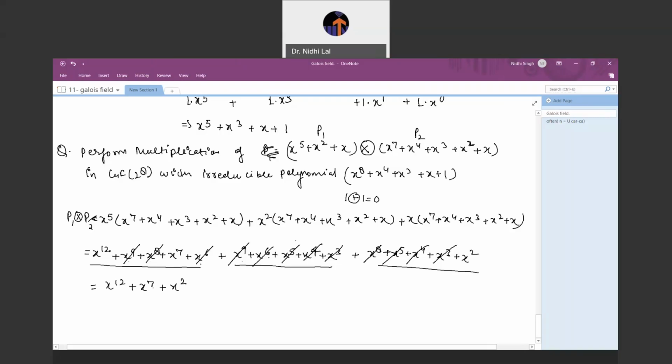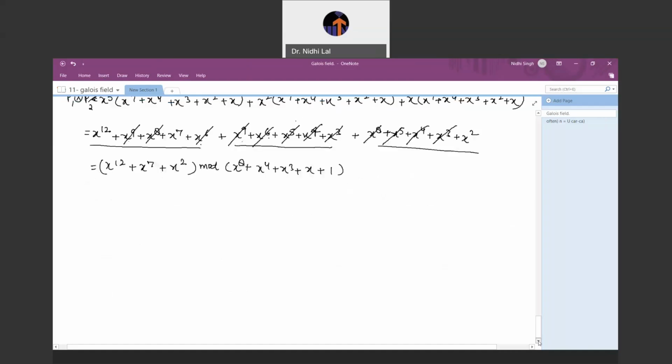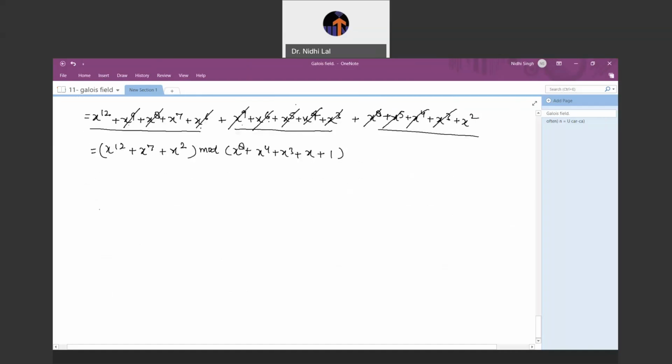But this is not your final answer, because after multiplying p1 and p2, the highest degree should be 7, but you get 12. That is exceeding your limit. Means you have to perform the modulus operation with the irreducible polynomial given in the question, x8, x4, x3, x plus 1. So how do we perform the modulus operation between two polynomials? The answer is very simple. You have to perform the division.